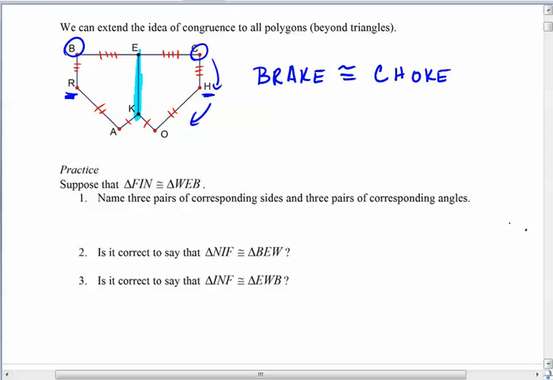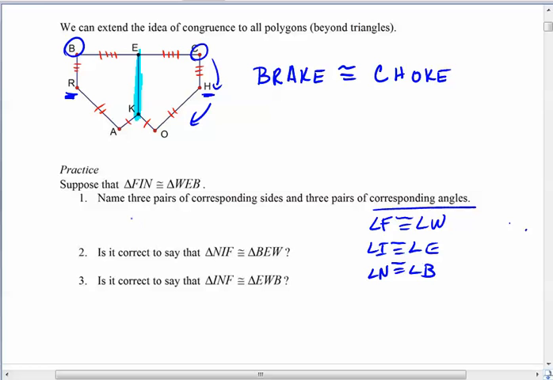We're supposed to practice, and we know that triangle FIN is congruent to triangle WEB, so we're supposed to name 3 corresponding pairs of sides and 3 pairs of corresponding angles. Okay, so actually let's start with the angles. That's practically done for us just by seeing the order. Seeing the order that FIN is matched up to WEB, I know that angle F is congruent to angle W because they're both first. I know that angle I is congruent to angle E because they're both second, and I know that angle N is congruent to angle B because they were both third.